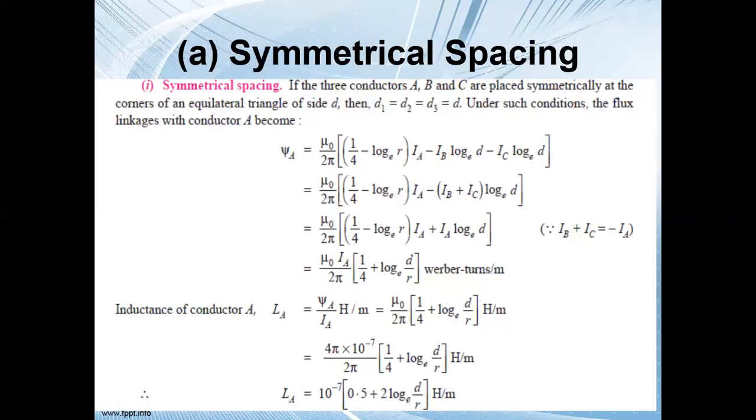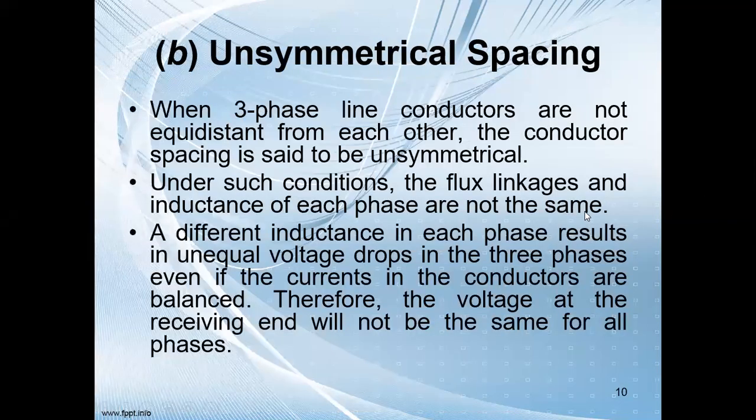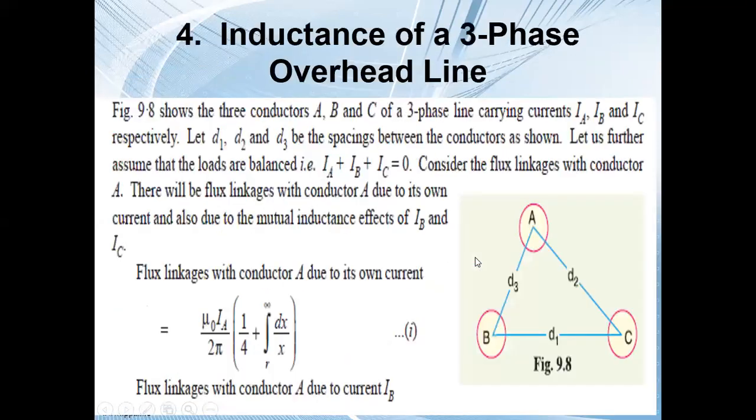No sir. Okay, fine. Next, we'll just start the unsymmetrical spacing, then we'll continue in the next class. Unsymmetrical spacing is basically when the conductors are placed such that their distances are not equal. In that case, their mutual distances are not equal, so the total flux linkage of these conductors will not be equal. It will be different flux linkage.